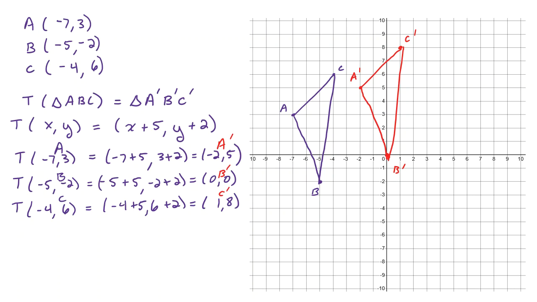So what happened to every point? B to B prime, A to A prime, C to C prime. It looks like it went to the right 5 and up 2, which we see here. If I take my x's and add 5, it's going to go to the right 5, and if I take my y's and add 2, everything's going to get shifted up 2. Now, it's not just the vertices of your triangle. It's every point, every single point on this purple triangle.